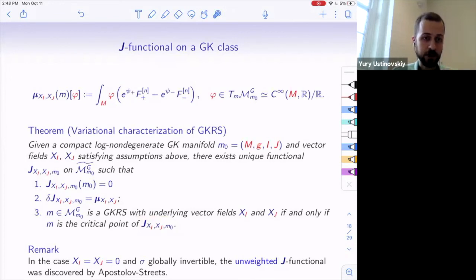And maybe I should make these remarks in a special case where xi and xj are 0, and in this case necessarily the Poisson tensor is invertible, so this is the non-degenerate setting. In this assumption, the functional was discovered by Apostolov and Streets. So in this case, you don't need to put any weights here, and the easier part is that f plus and f minus are already globally defined, which is not the case for us.